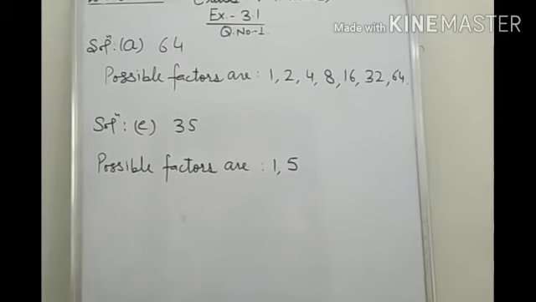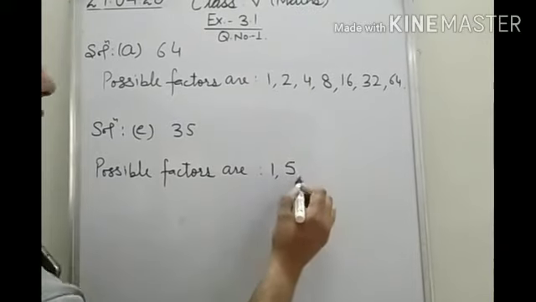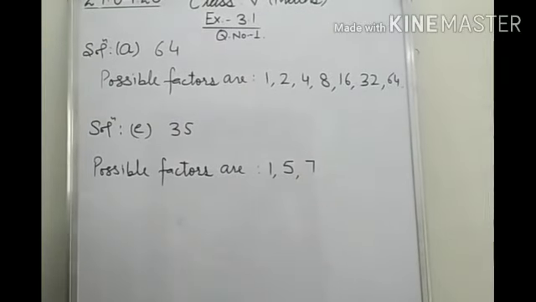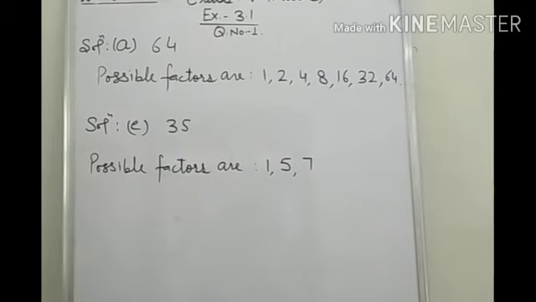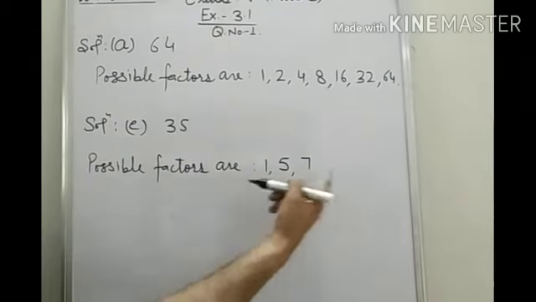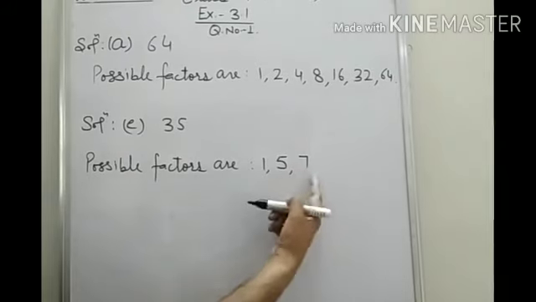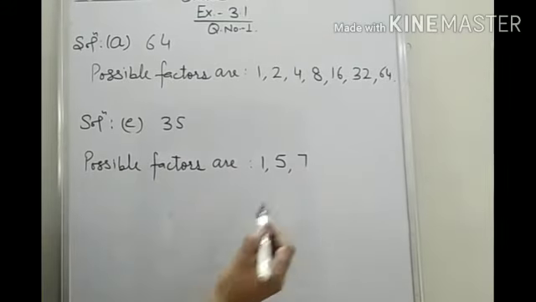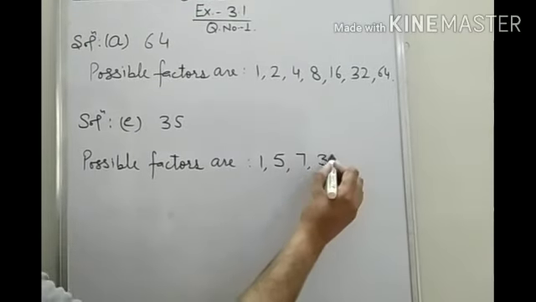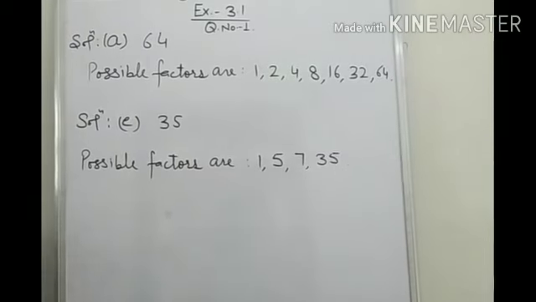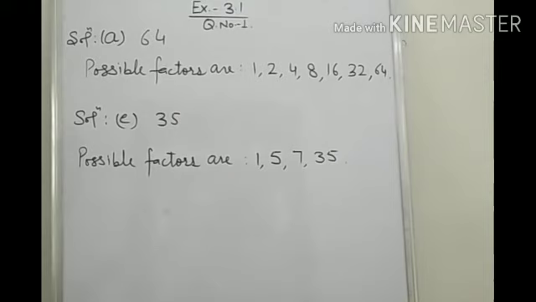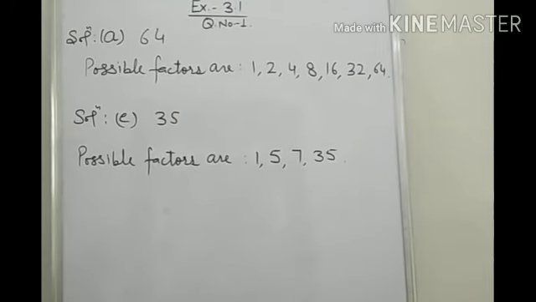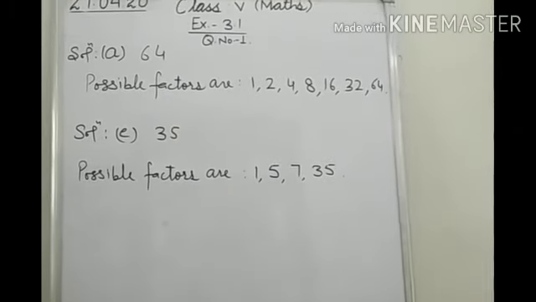Then 7. You know that 7 fives are 35. So 7 is a factor of this number. Now after this you check 1 into 35, 35. 5 sevens are 35. Both numbers you get. So the last number will be what? The number itself, that is 34. So these are all the possible factors of this number. Students, in this way you have to do all the remaining parts.